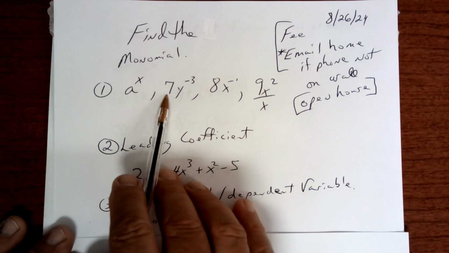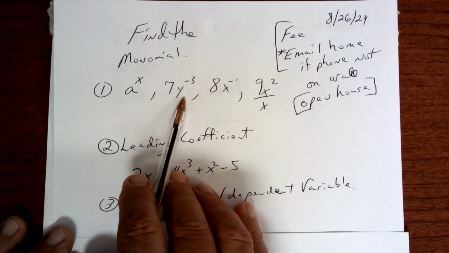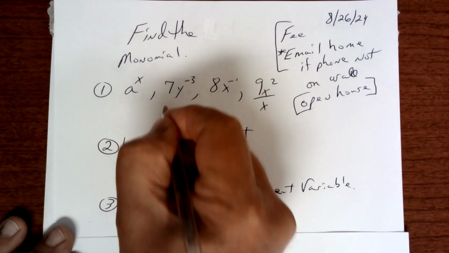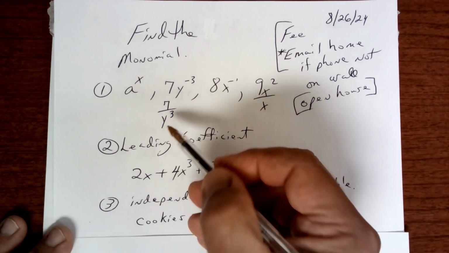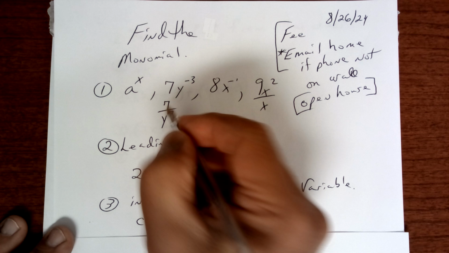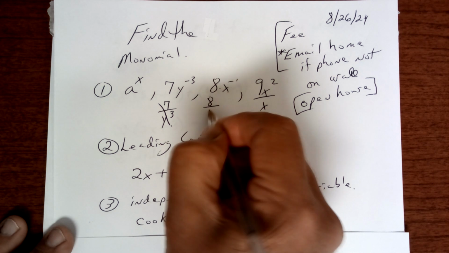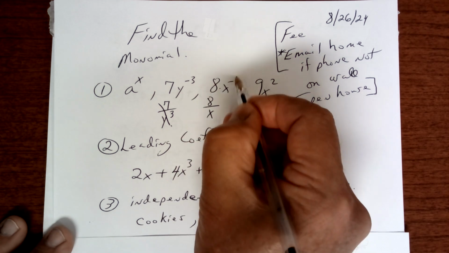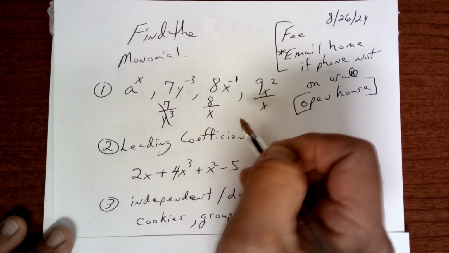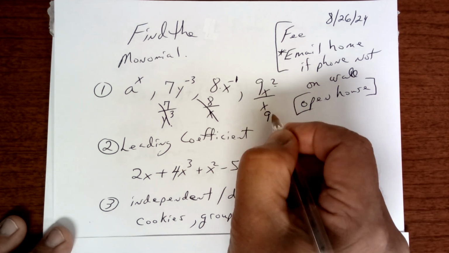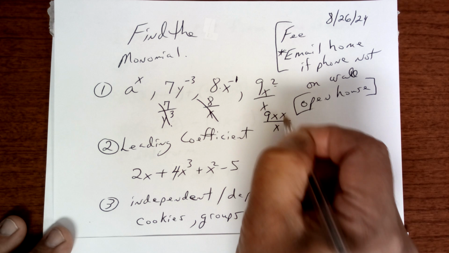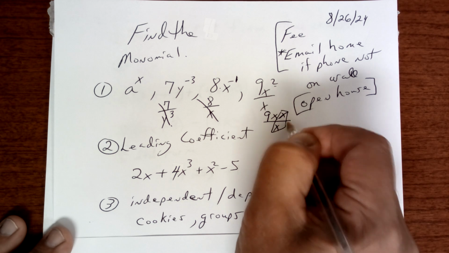This one is a negative, and the negative goes on the bottom. So that's going to be 7y to the positive 3. You can't have a variable in the denominator. This one is the same way. This -1, the x goes on the bottom, so you can't have that. This one is really 9 times x over x, and this cancels. So no longer do you have the x on the bottom.